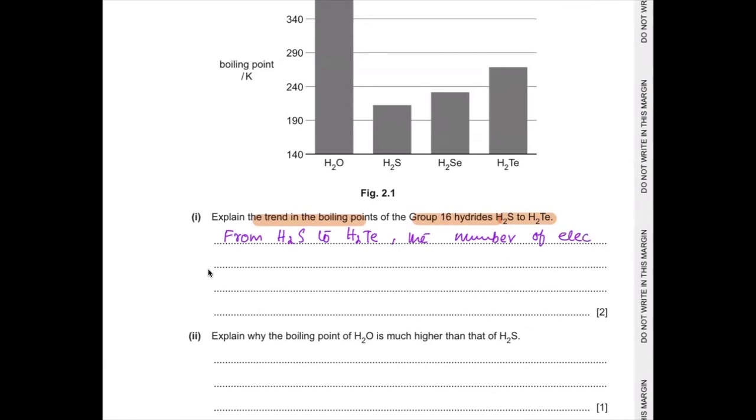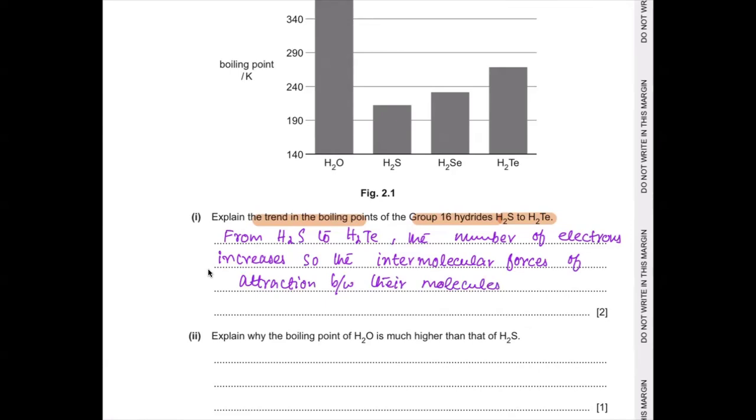the number of electrons increases. So the intermolecular forces of attraction between the molecules increase, and if they increase, we need larger energy to overcome these forces of attraction, which results in the increase in the melting point and the boiling point.